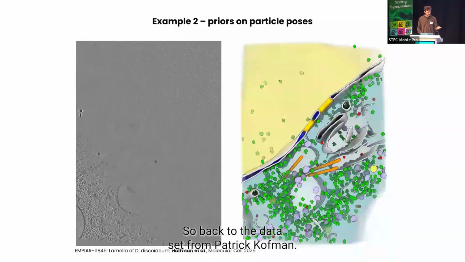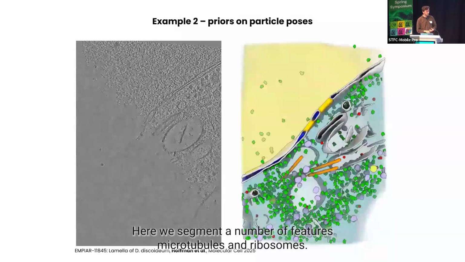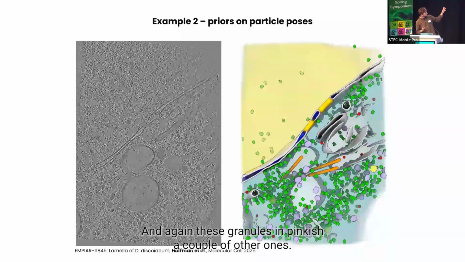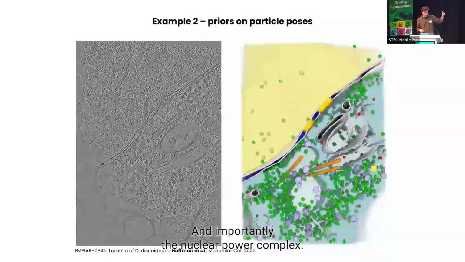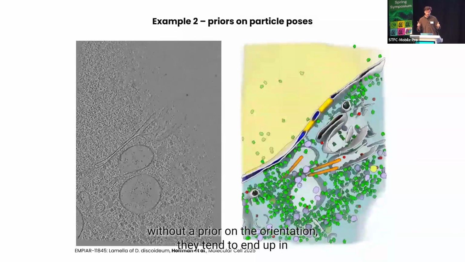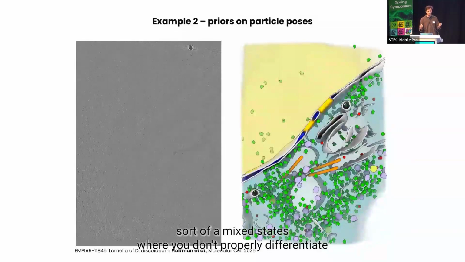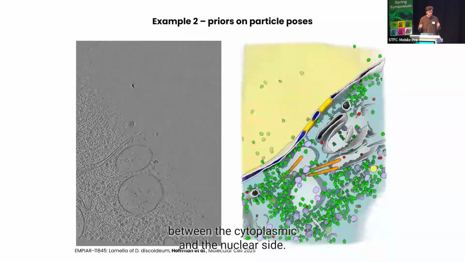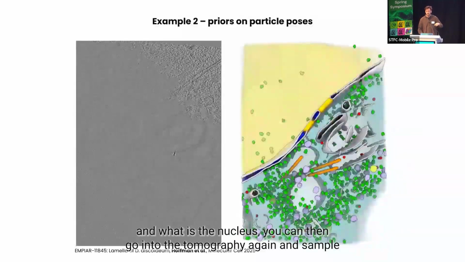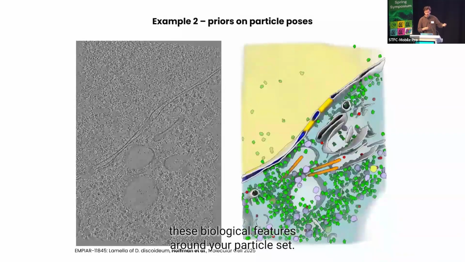Another example is to use segmentation or feature detection to impose priors on the orientation of particles. So back to the DICTI dataset from Patrick Hoffman. Here we segment a number of features, microtubules, ribosomes, and again, these cytoplasmic granules in pinkish, a couple of other ones, and importantly, the nuclear pore complex. And when you average a nuclear pore complex, without a prior on the orientation, they tend to end up in sort of a mixed state where you don't properly differentiate between the cytoplasmic and the nuclear side. But if you have a network to tell you what is the cytoplasm, what is the nucleus, you can then go into the tomogram again and sample these biological features around your particle set.